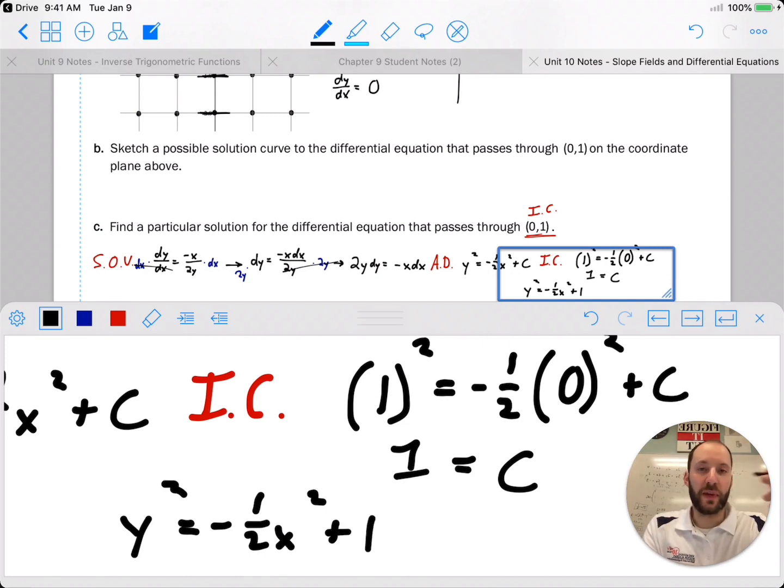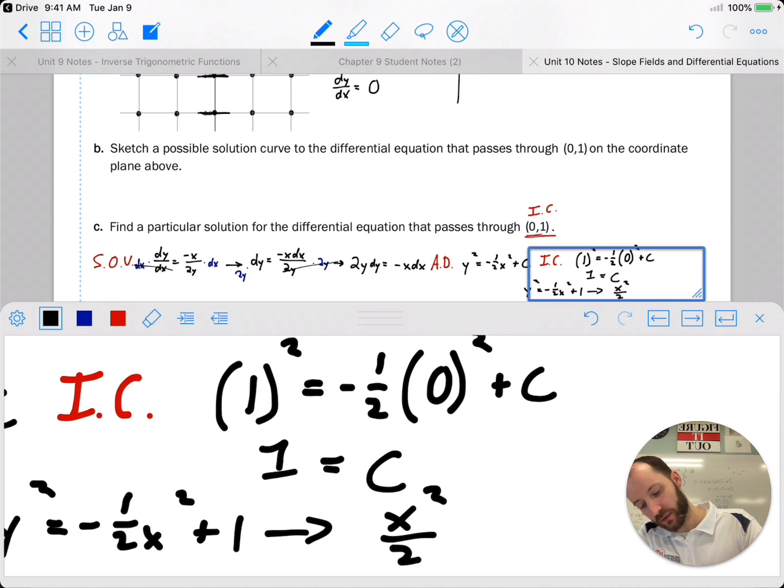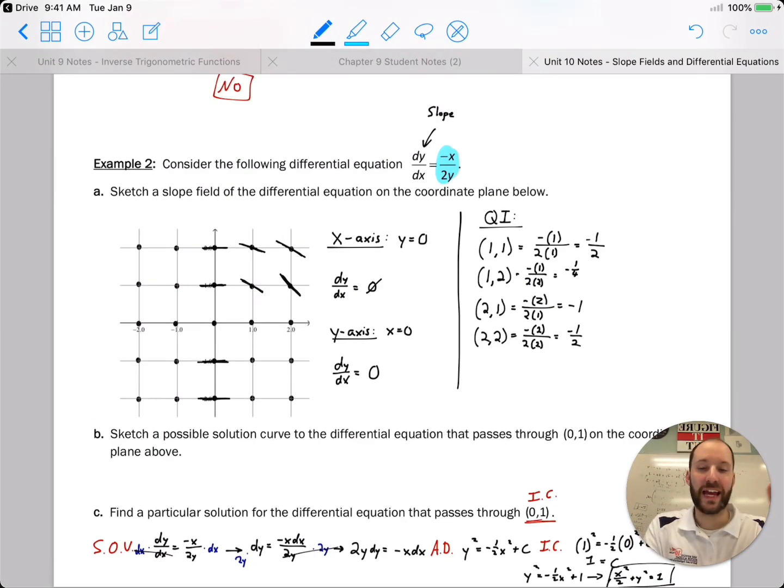And if you wanted to make it into the general form for an ellipse, you could add the negative 1/2 x squared over. So x squared over 2 plus y squared equals 1. That's the equation for an ellipse, which you're going to find when you complete this slope field and sketch a possible solution. So go ahead and finish the rest of example 2, look at example 3 on the next page, check your work with my complete notes online.